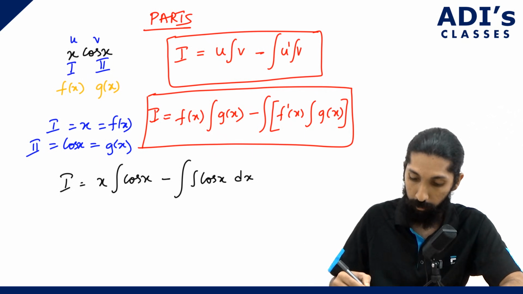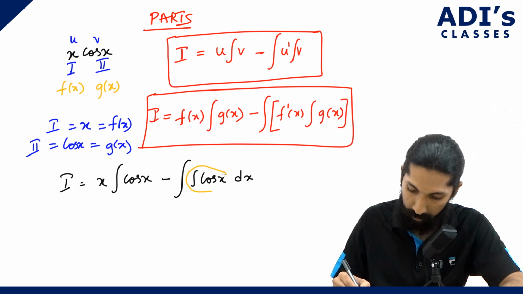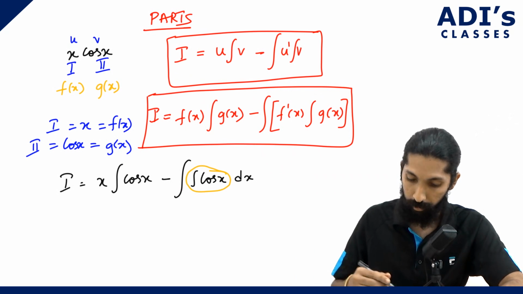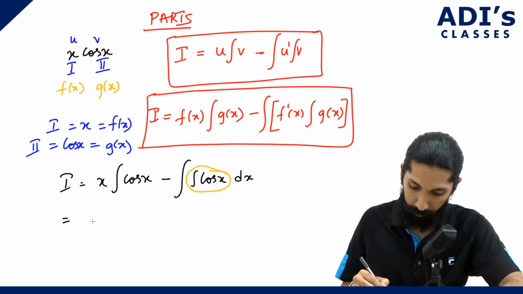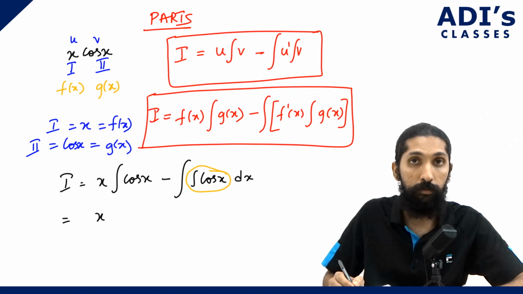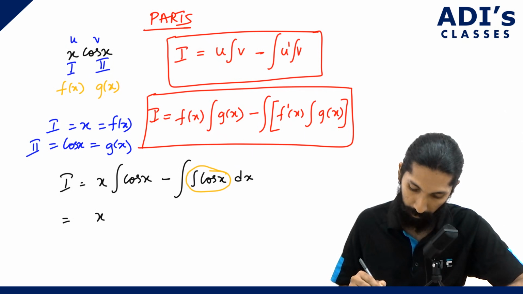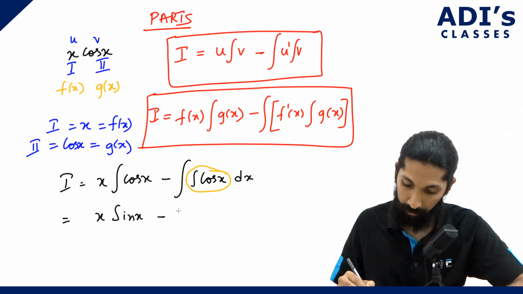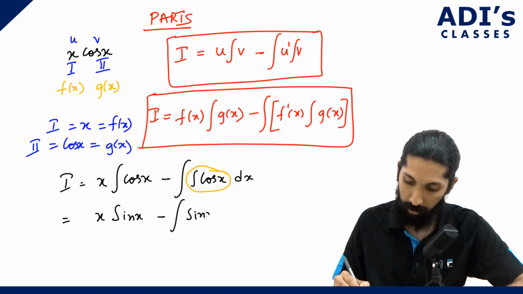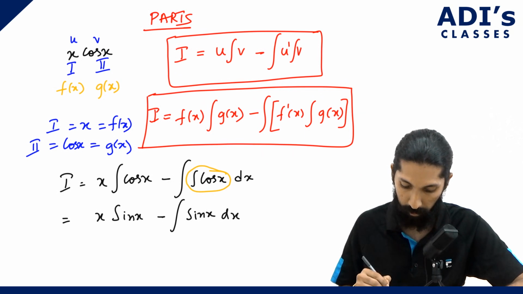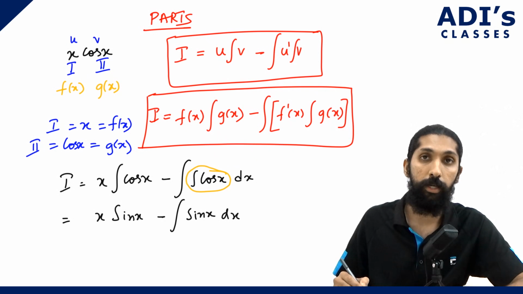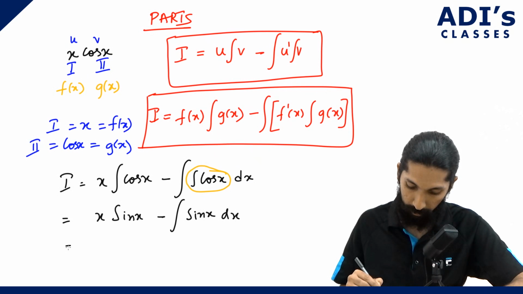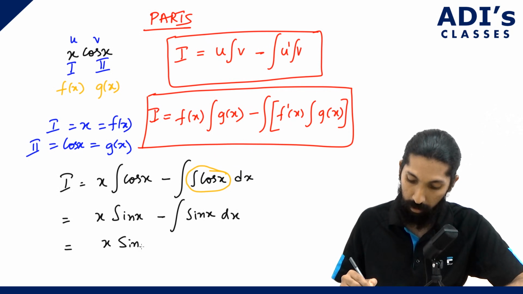Okay, so what we are going to do is, we are going to take this part separately. Fair enough? So now you have x into integral of cos x, which is sin x. X into sin x, correct? Minus integral of sin x dx, right? That's why you don't have to take integral of integral, nothing like that. Fine. So you get it as x sin x.